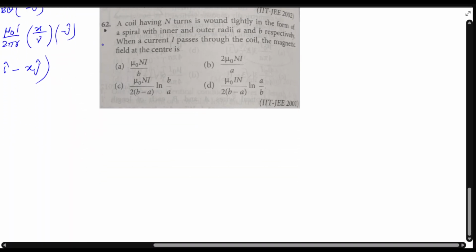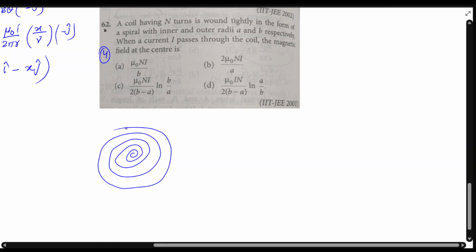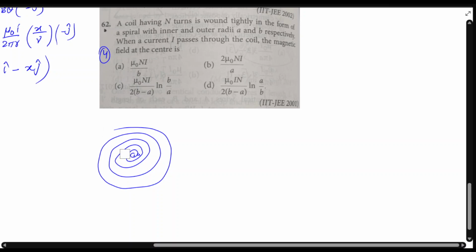So this is our fourth question. We have a coil having n turns wound tightly in the form of a spiral. You know a spiral, so it will be like this. There are n turns in this form, where the inner radius is A, so this is A, and the outer radius is B. Let me rub a portion a little bit.